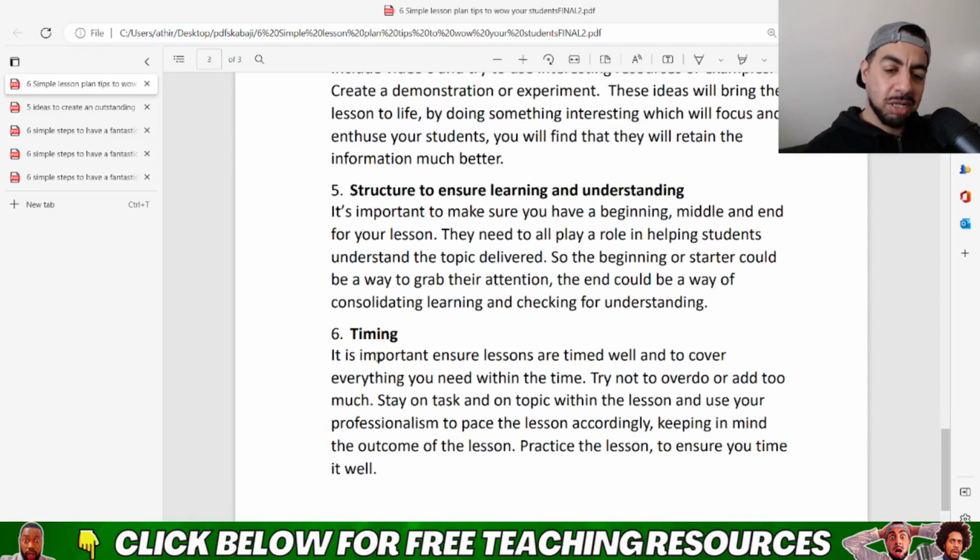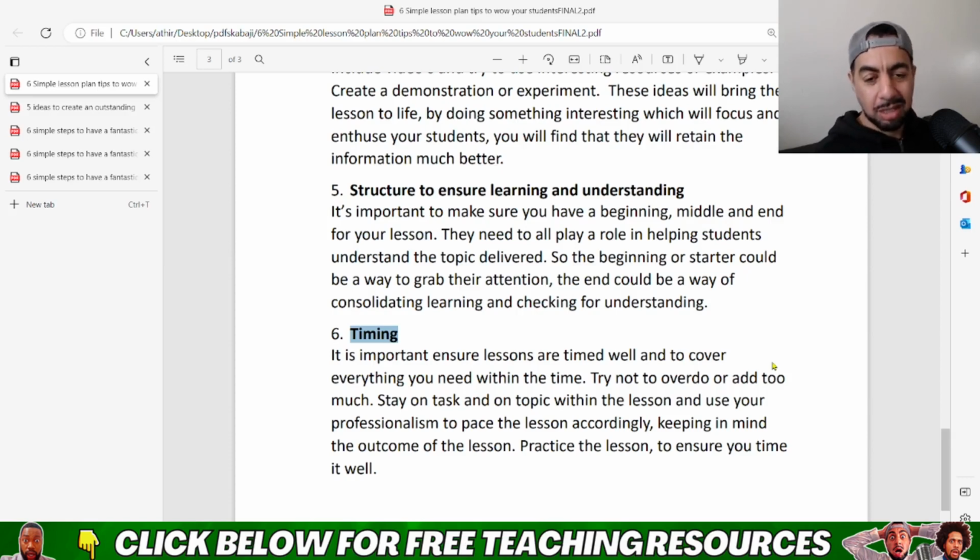Number six, timing. Timing's so important. It's so important to make sure that the lesson is timed well. Make sure that it's snappy. Make sure the pace is good. Practice the lesson. Sometimes, when you're trying to fit a lesson within an hour, let's say, it's very hard to do that. So think about maybe not adding too much.